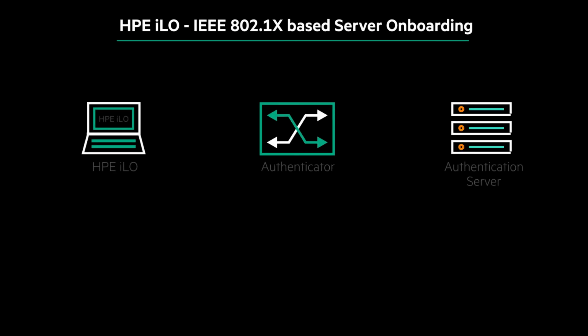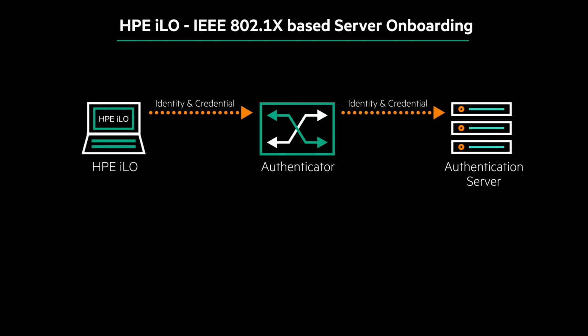HPE iLO now supports IEEE 802.1x protocol for network access authentication and authorization. In this example, the connected iLO must authenticate itself before the local switch grants access to the network. Though the end node device has a valid link to the switch, the switch will forward only EAP frames from the device to the network. The authenticator repackages these frames from iLO and sends them to an authentication server. The authentication server validates these frames and grants access.